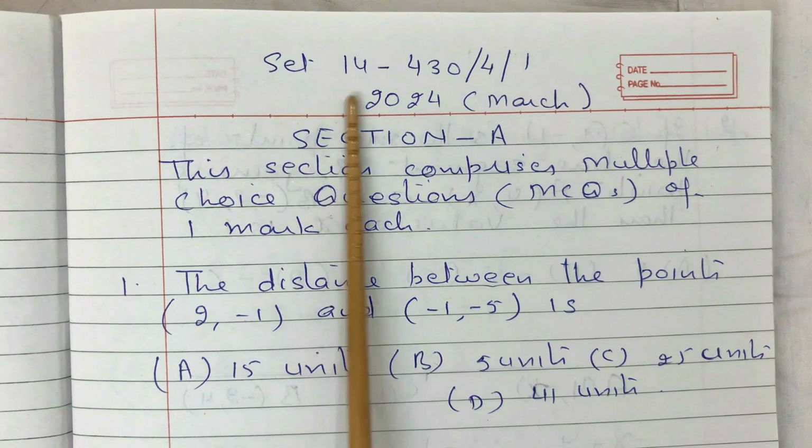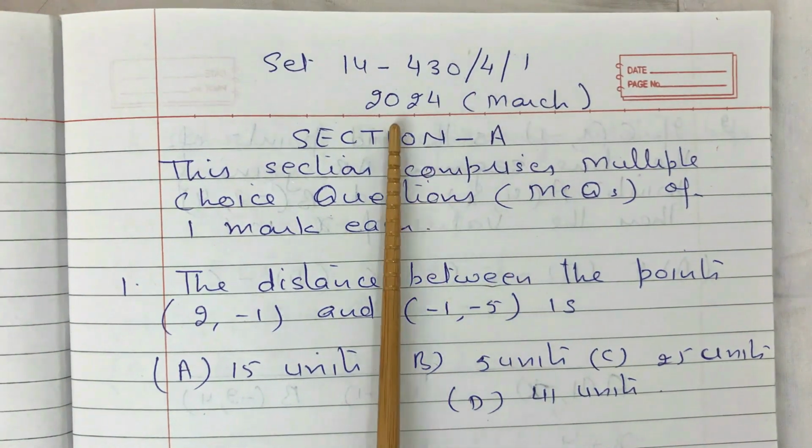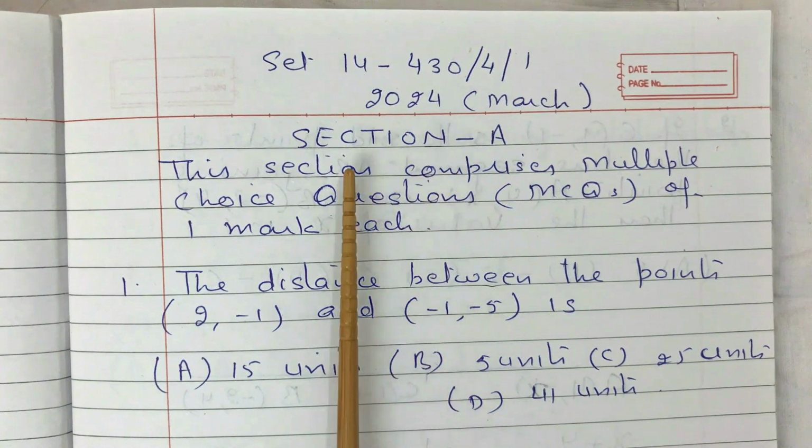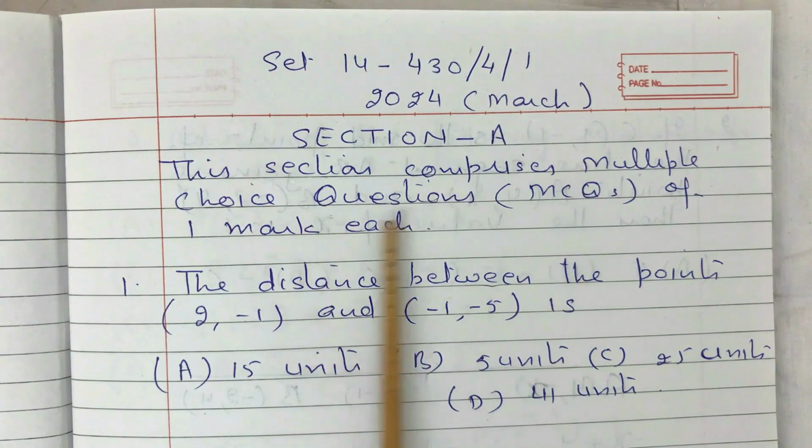Now this is set number 14430/4/1. This set came in 2024, section A. This section comprises multiple choice questions, MCQs, of 1 mark each.